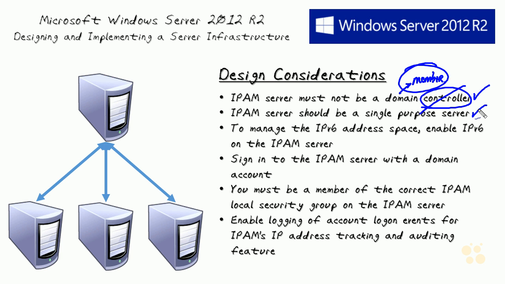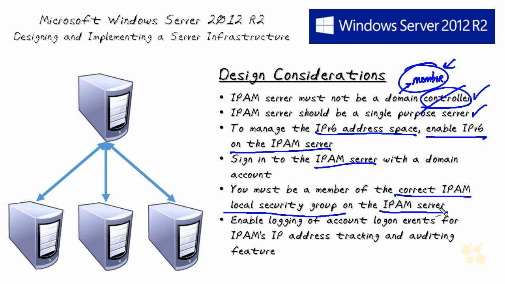Now, to manage the IP version 6 address space, you need to enable IP version 6 on the IPAM server. Otherwise, it will not do any of that. You're going to want to sign into the IPAM server with a domain account, obviously, because it is a domain member. Plus, remember, you are going to be utilizing that RBAC. So that means you need to be a member of the correct IPAM local security group on that IPAM server. Well, how do you solve that? Sign in with a domain account, which is obviously going to be a member of that IPAM security group.